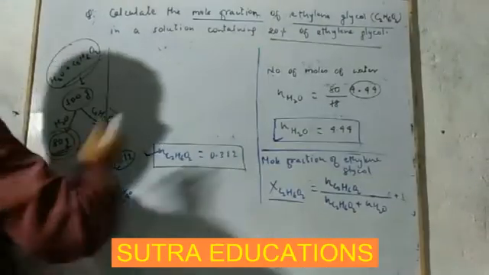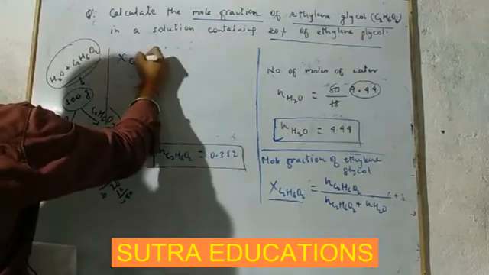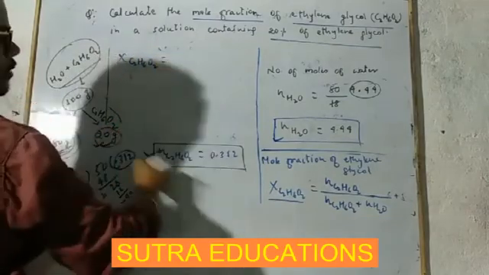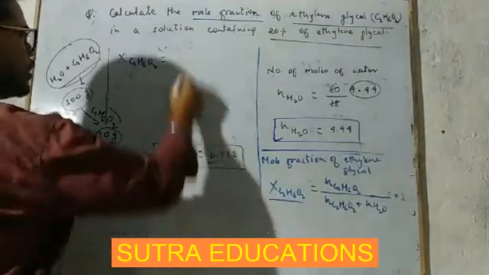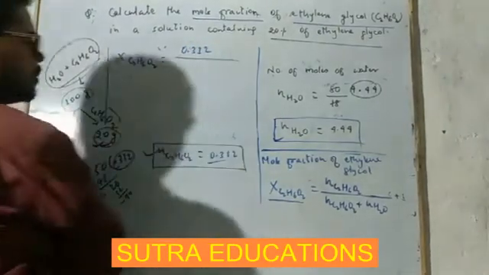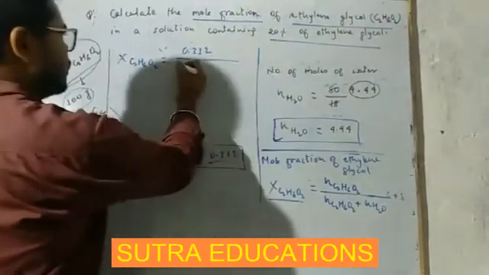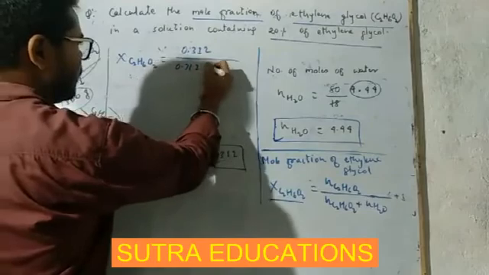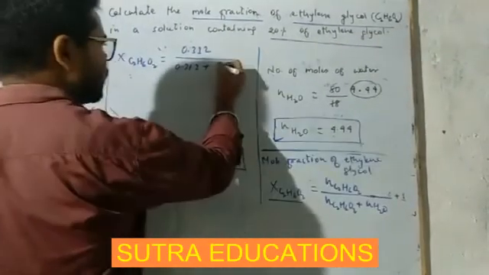Now X C2H6O2 will be equal to, put this value N C2H6O2, it is equal to 0.312 divided by this value 0.312 plus number of mole of H2O, it is 4.44.